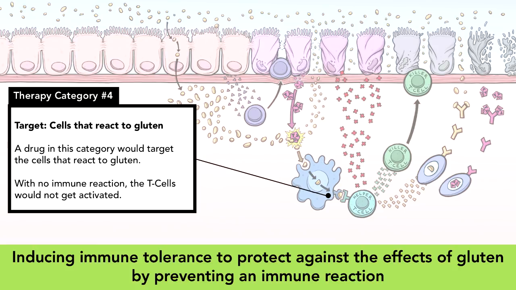Therapy category number 4, inducing immune tolerance to prevent against the effects of gluten by preventing an immune reaction. Target, cells that react to gluten. A drug in this category would target the cells that react to gluten. With no immune reaction, the T cells would not get activated.